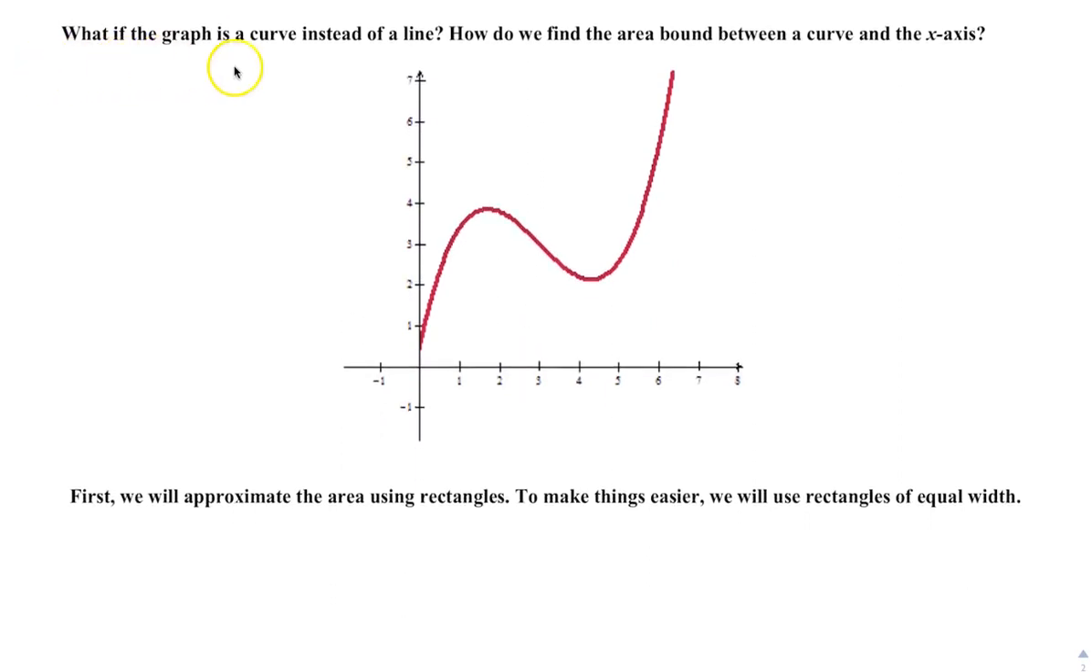Now, what if the graph is a curve instead of a line? How do we find the area bounded between a curve and the x-axis? Like if I was going from 1 to 4, let's go 1 to 5 instead. If I want to find the area under that curve, it's not going to be nice. We're going to approximate it using rectangles. To make it easier, we'll use rectangles of equal width. So just to give an example, it looks something to this effect.